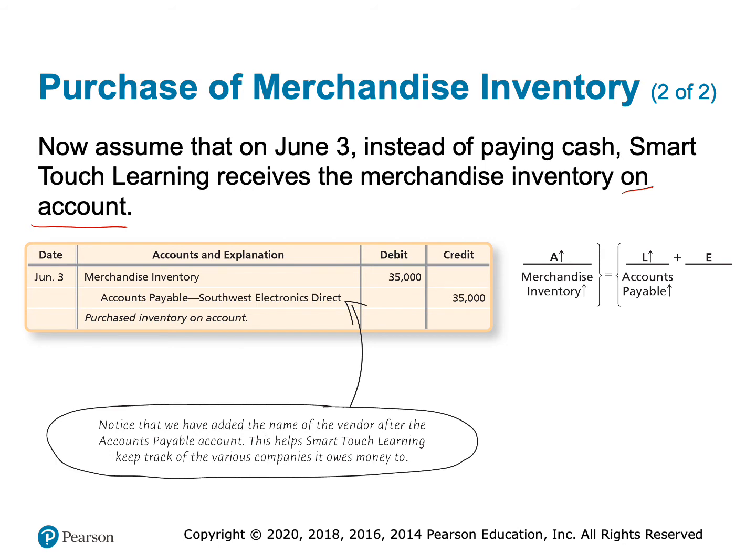Notice, and we'll talk about this more when we get to chapter 8, so I'm just pointing it out now, that we said accounts payable dash Southwest Electronics Direct. In other words, the vendor that we bought it from. We're going to have lots of vendors that we're buying from, and it's important that we keep track of how much we owe Southwest Electronics versus how much we owe Northwest Electronics, and so on. So we really have a bunch of little accounts payable accounts, one for each vendor that we owe money to. We call those subsidiary ledgers or subledgers, but we'll talk about those more in chapter 8.